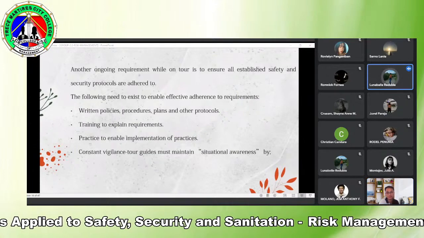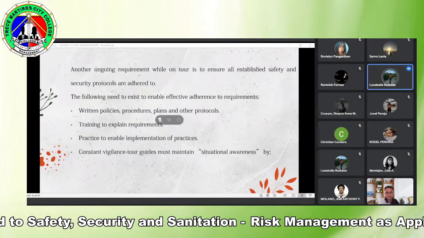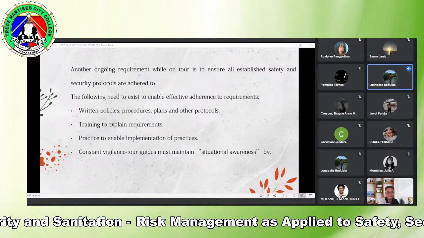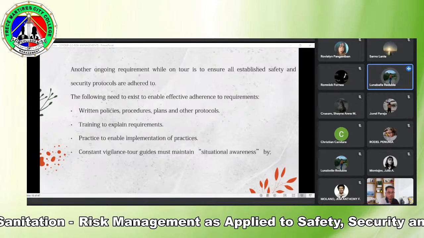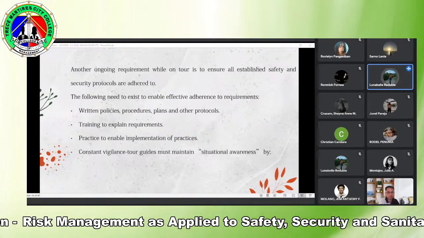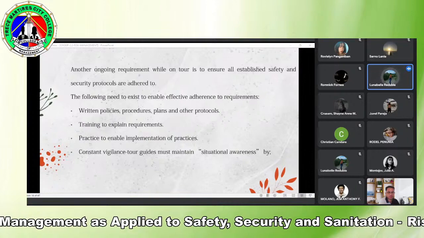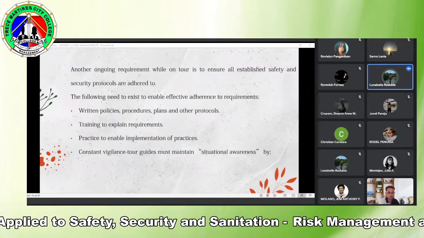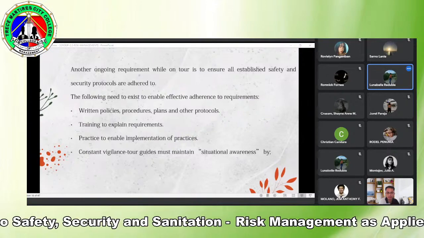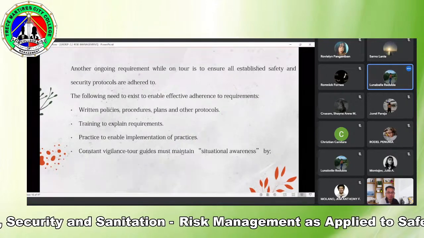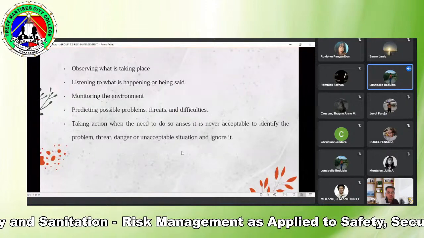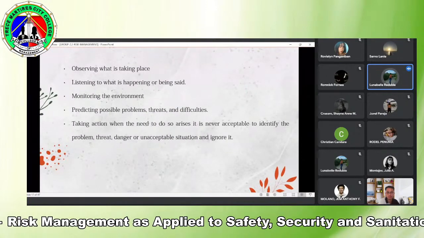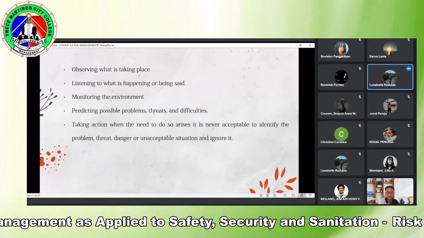Constant vigilance: tour guides must maintain situational awareness. When we say vigilance, it requires attention and describes an individual's state of alertness, watchfulness, and preparedness to attend to critical information that is not yet present. They need to be observing what is taking place and listening to what is happening or being said.